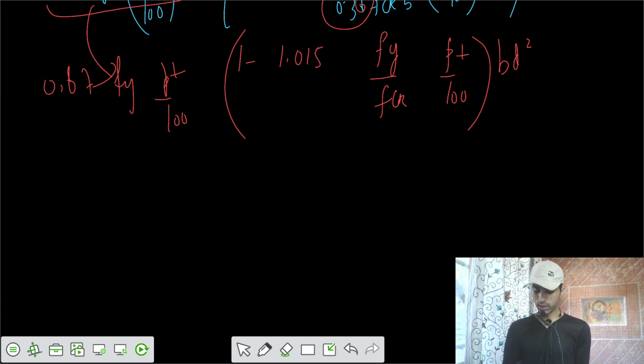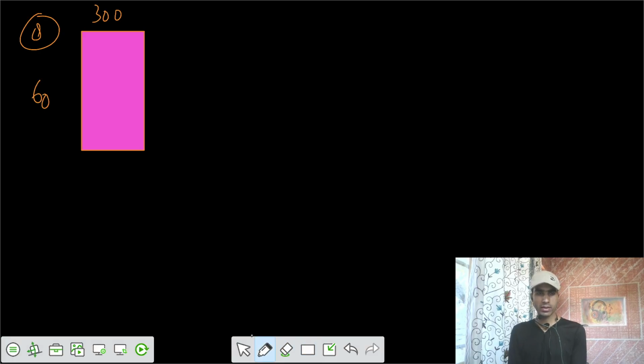Let's take problem number 8. We have this RCC beam cross section. This is 300, this is 600, and we have 4 bars of 25 diameter. The effective cover is 50, so we would keep that outside here.